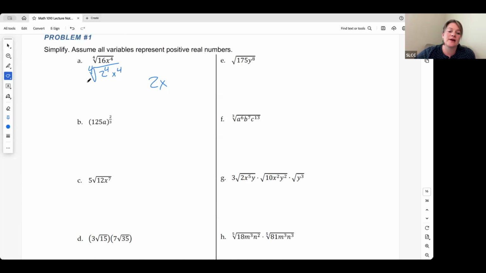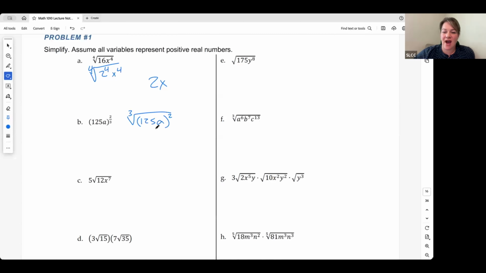You could write 2 times 2 times 2 times 2 and realize you have that group of 4. All right, let's take a look at B. I have 125a to the 2/3. So if I think about that as a radical, remember that's the cube root of 125a quantity squared.